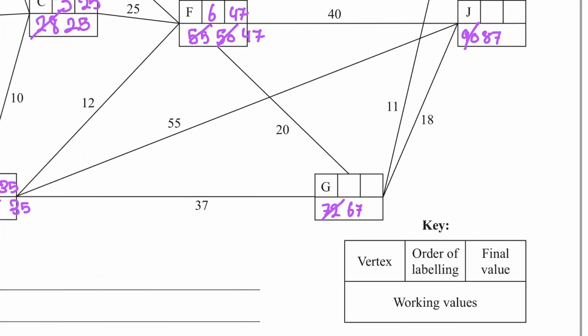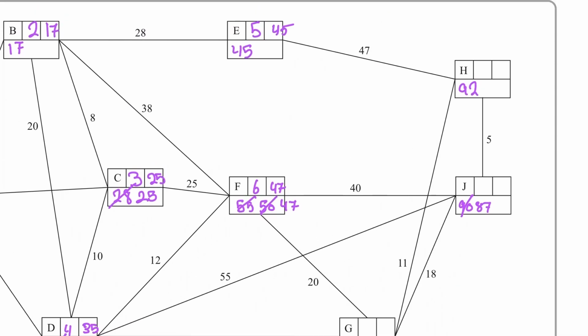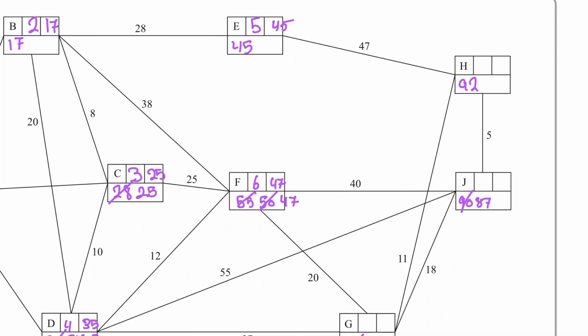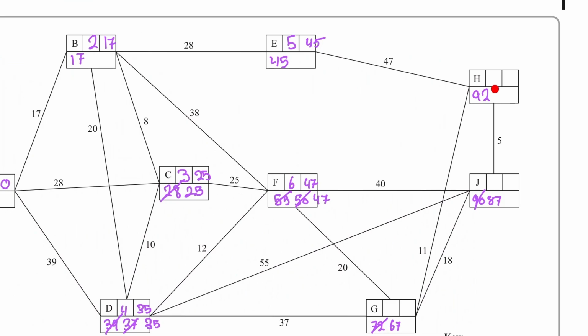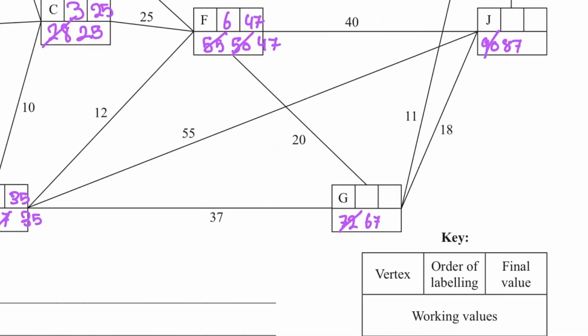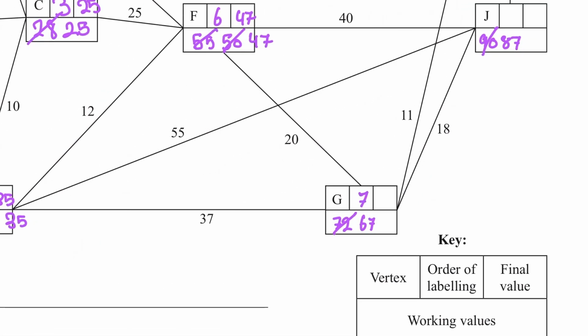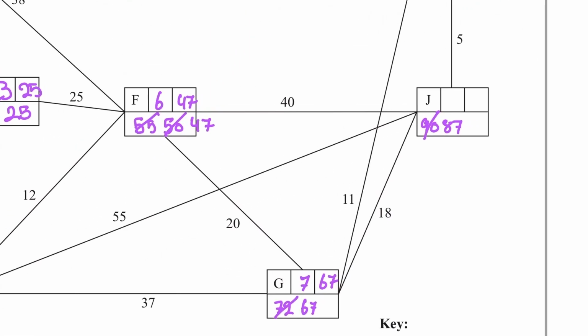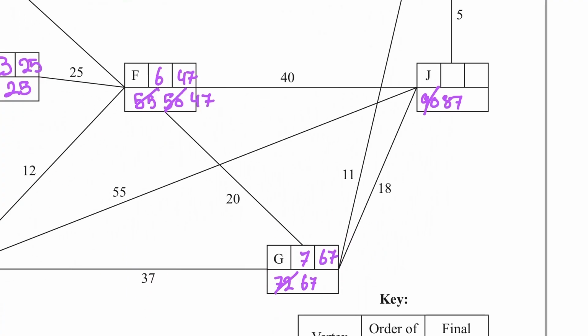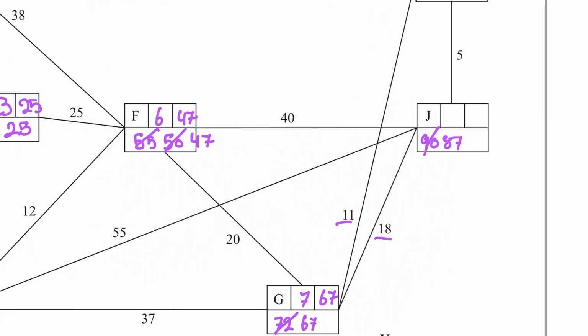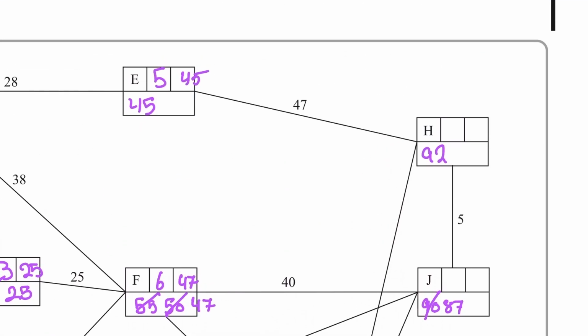G. So we want to pick the smallest value, which we have here. So we got 92, 87, and 67 over here. And we know that the 67 is the smallest, so we want to lock that in as number 7. And the total value was 67. So now we want to connect everything that connects to G, which is this 11 over here, and this 18 to J and H. So 67 plus 11 is going to be 78, which is smaller than this 92, so we can cross that out.